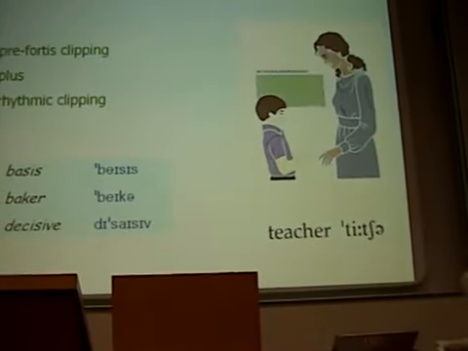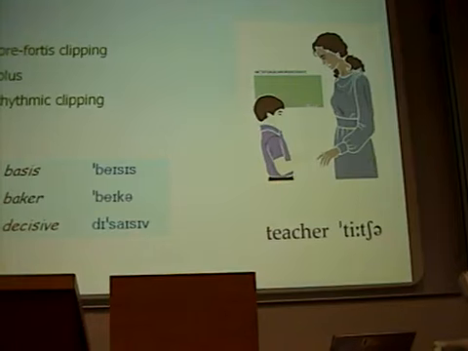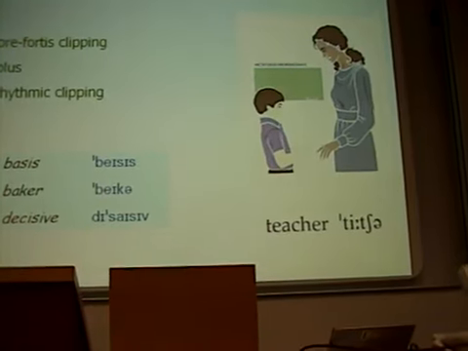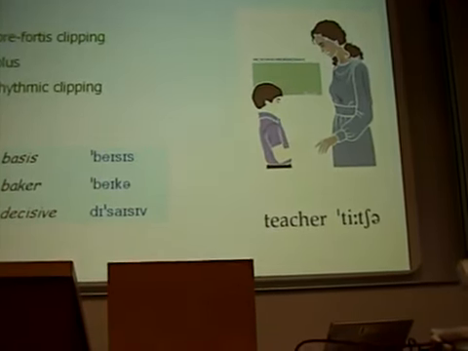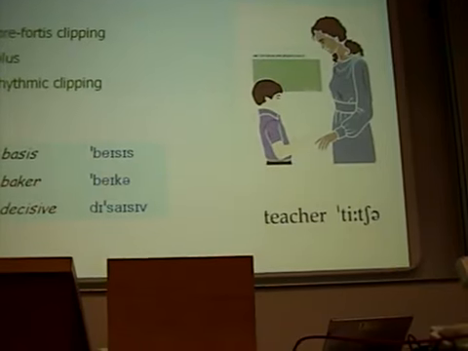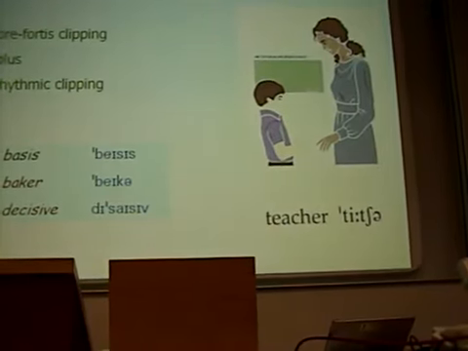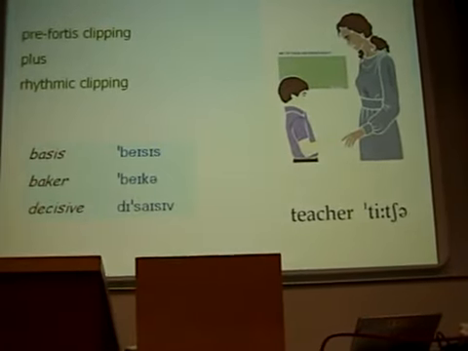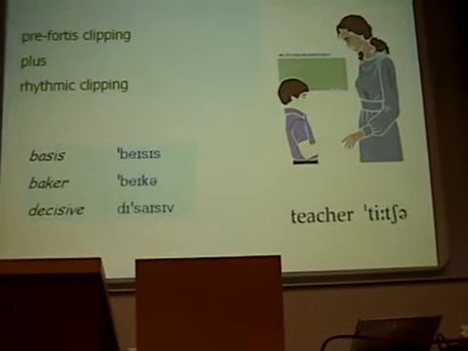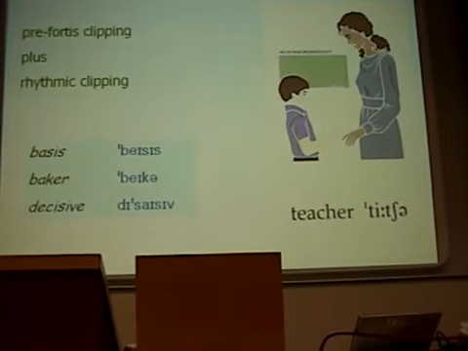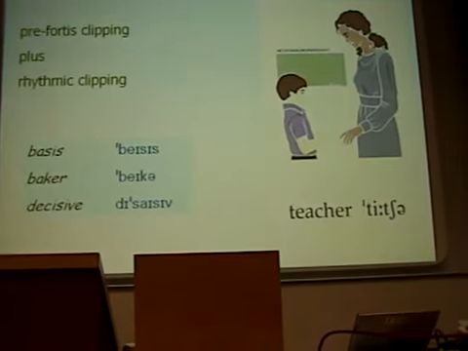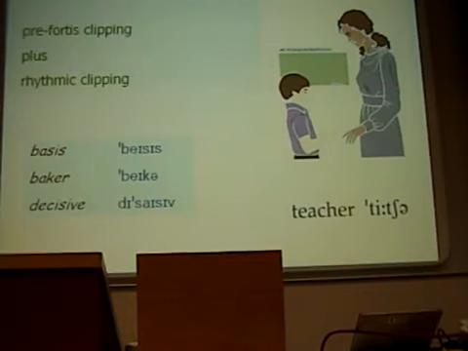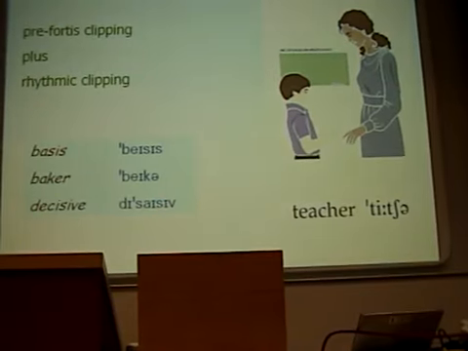And there are many other words in English, of course, where equally we get this combination of pre-fortis clipping and rhythmic clipping. The diphthong, the first syllable of "basis", is a good example. Basis, basis, basis. Not "baisis", but "basis", because of the S, the voiceless S.